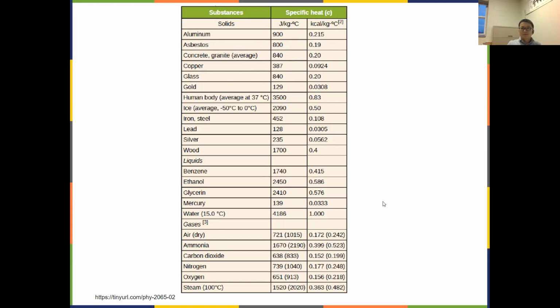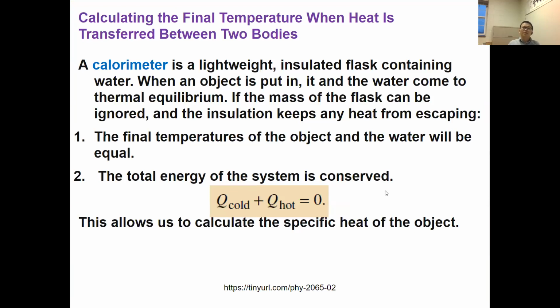All right. The application of heat capacity: a lot of times people will be interested in finding the specific heat capacity of an unknown object. Specific heat capacity is one of the intrinsic properties of a material.